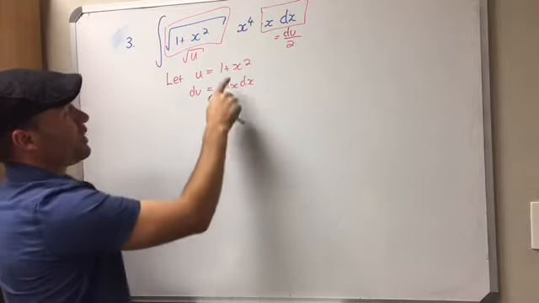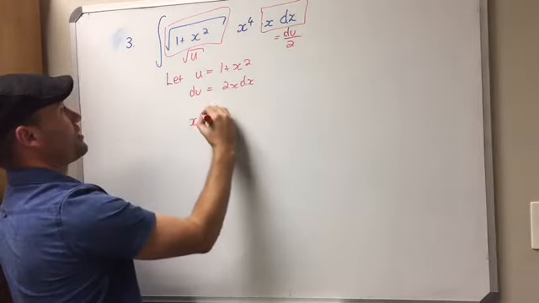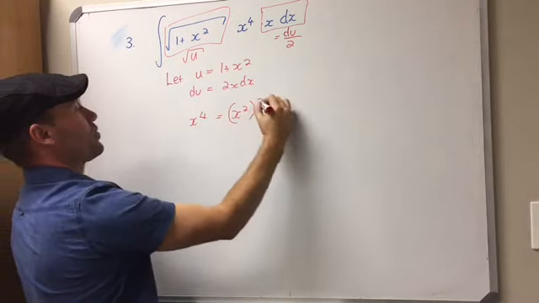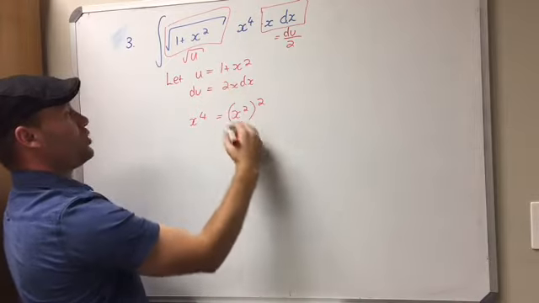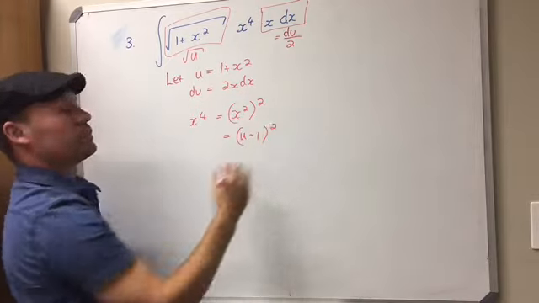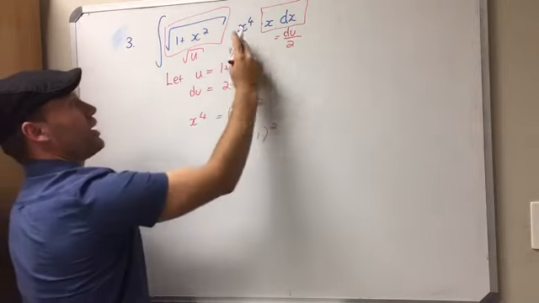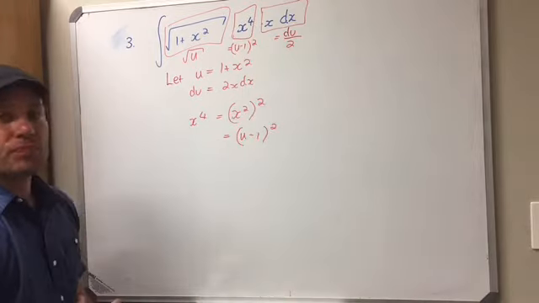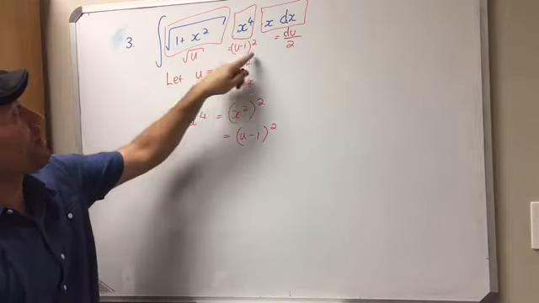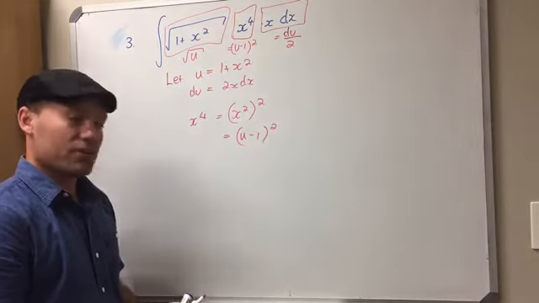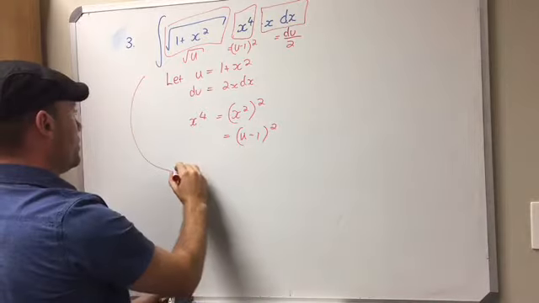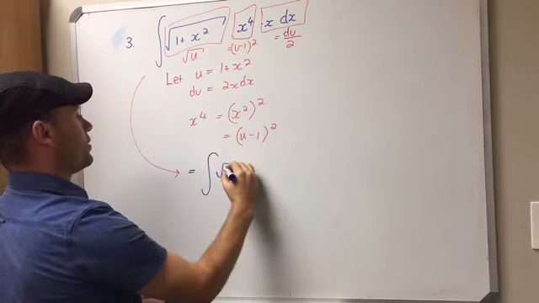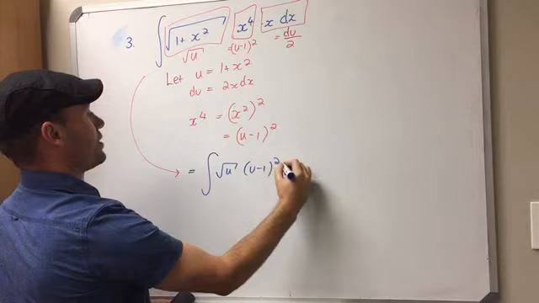That's no problem, because x to the power 4 can be written as x squared squared, right? And x squared is u minus 1. Okay, so I can write that x to the power 4 as u minus 1 squared. And in this way I've cleverly been able to write every part of my original integral in terms of u. So what are we left with? We're left with calculating the integral of root u times u minus 1 squared du over 2.